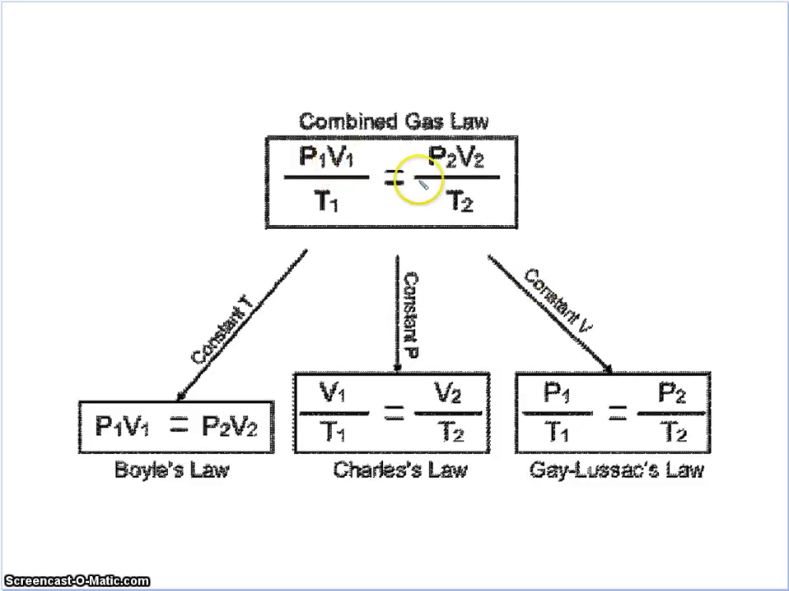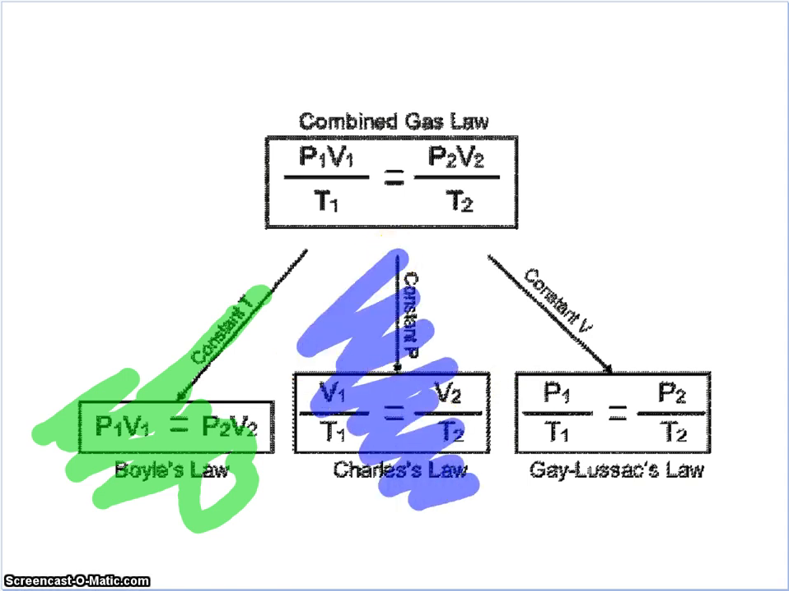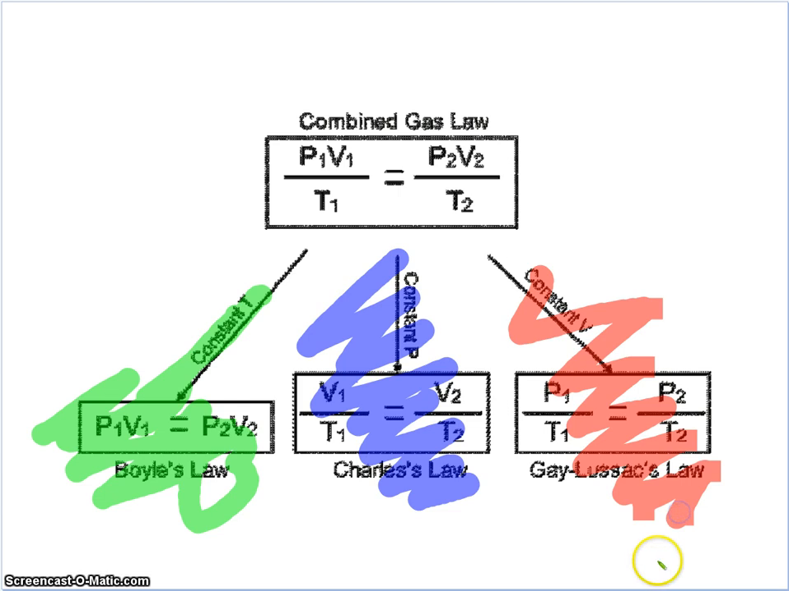Here's the figure that they said to the right. So this is the combined gas law: P1V1 over T1 equals P2V2 over T2. And then we've got constant temperature. So that would be Boyle's law. This is constant temperature, it's Boyle's law. And then constant pressure, that's Charles' law. Constant volume, that's Gay-Lussac's law. I don't know why I just highlighted things. I wonder if you even have those colors.